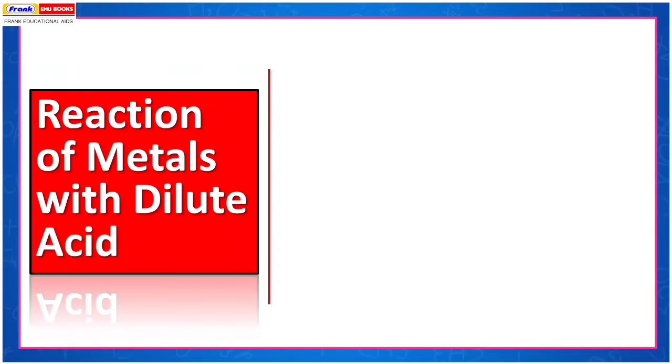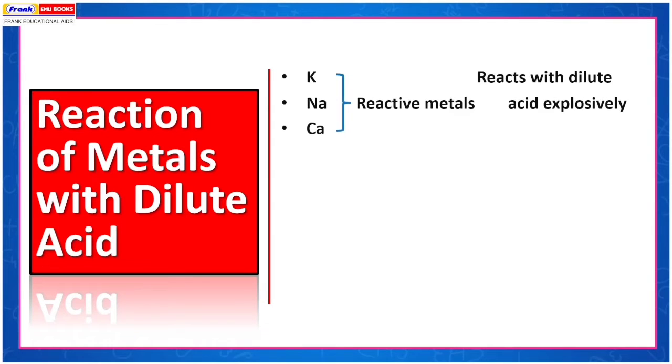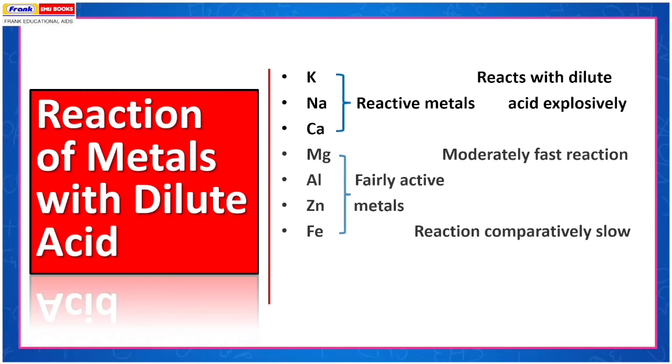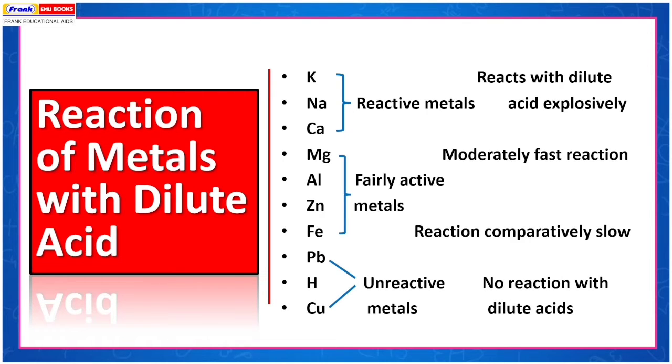Reaction of metal with dilute acid. Potassium, sodium and calcium are reactive metals and they react with dilute acid explosively. Magnesium, aluminium, zinc, iron, and lead are fairly active metals. They show moderately fast reaction and their reactions are comparatively slow. Hydrogen and copper are unreactive metals. They show no reaction with dilute acids.